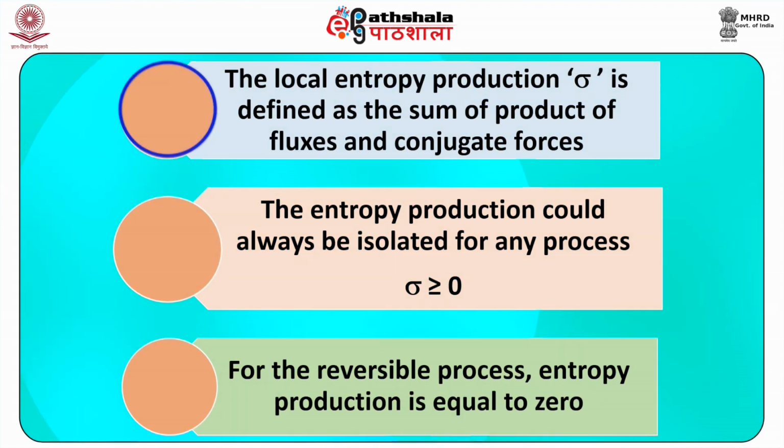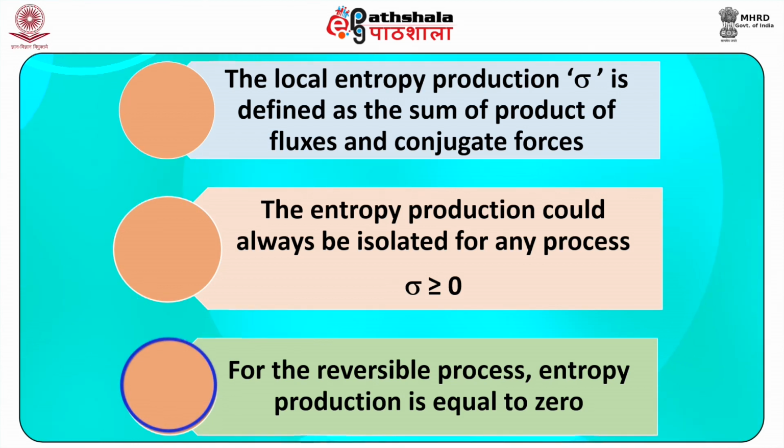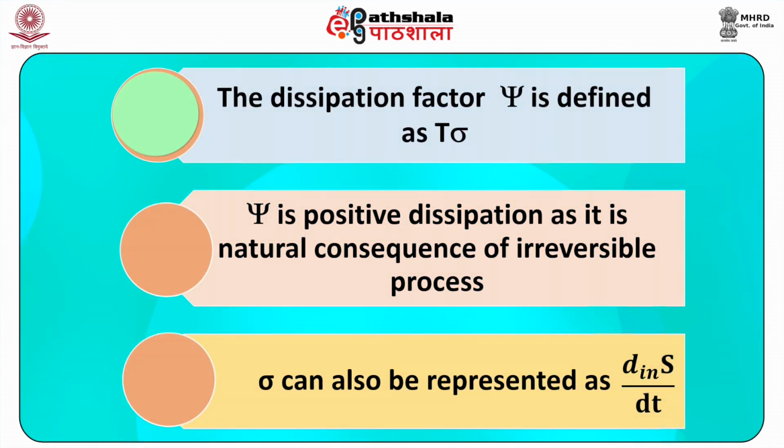The next postulate is the local entropy production sigma, defined as the sum of products of fluxes and conjugate forces. The entropy production could always be isolated for any process. It is also equal to or greater than zero, that is, sigma is always greater than or equal to zero. For the reversible process, entropy production is equal to zero. The dissipation function xi is defined as T sigma, where T is the absolute temperature. Xi is positive dissipation as it is a natural consequence of irreversible process. Sigma can also be represented as dS internal by dt.